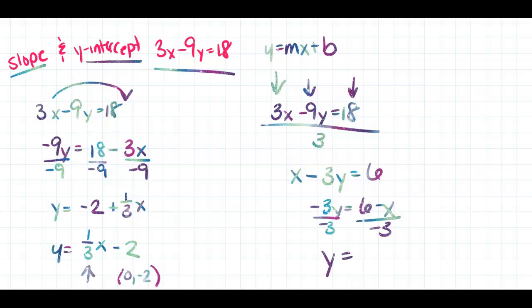Y equals 6 over negative 3 is negative 2. Negative 1 over negative 3 is 1/3. And then just put them in order like I did here. Okay?